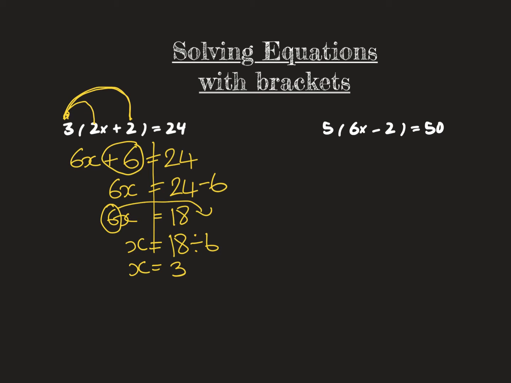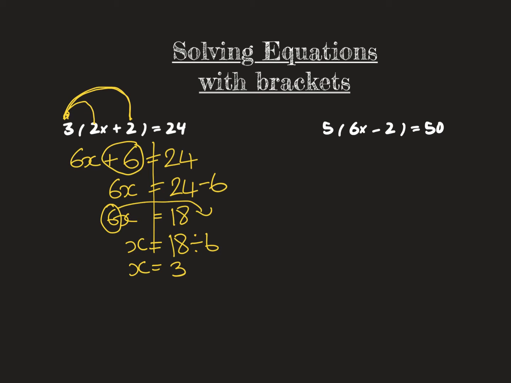Now, you could pause the video at this point and try the equation on the right-hand side of the screen. 5 brackets 6x minus 2, close the brackets, equals 50. Or if you want, you can watch through this one as well. Whenever you've attempted it, then if you unpause, we'll go through it together.